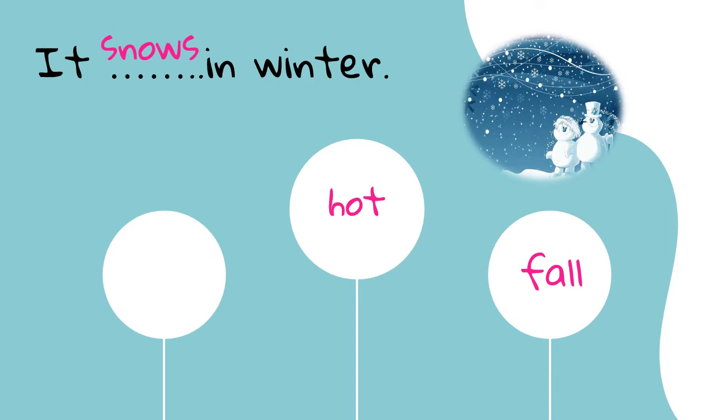طيب سؤال مهم، ايه الاس اللي في snows دي؟ هو الفيرب الأساسي snow بس. ايه الاس دي؟ well done. اس present simple. Very good.